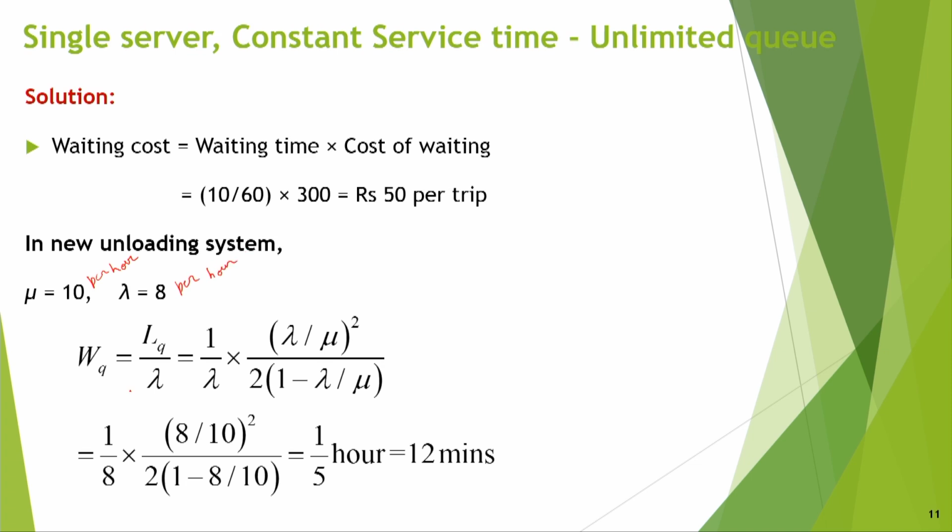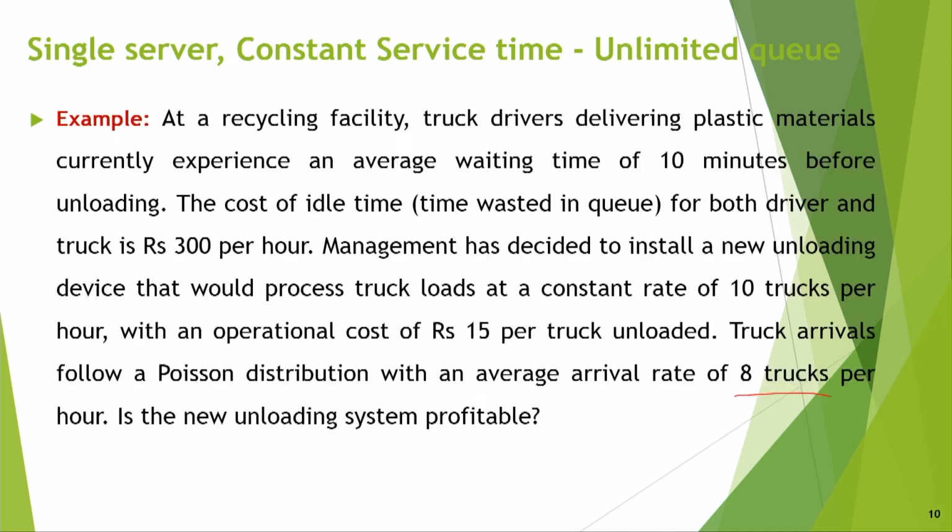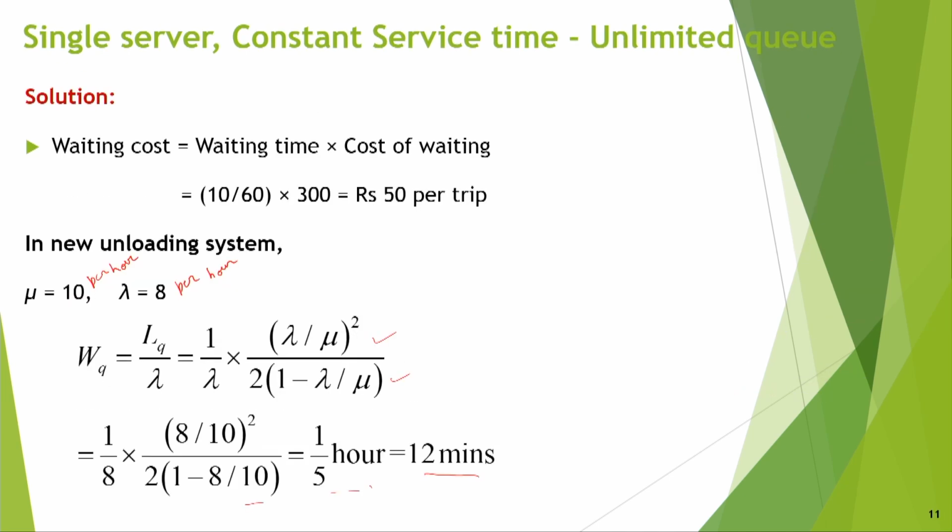Formula wise, WQ is equal to LQ by lambda, and this is 1 by lambda. LQ formula is given as lambda by mu square divided by 2 into 1 minus lambda by mu. So, this is 1 by 8 into 8 by 10 square divided by 2 into 1 minus 8 by 10. So, that means 1 by 5 hour. So, it becomes 12 minutes. This is the waiting time.